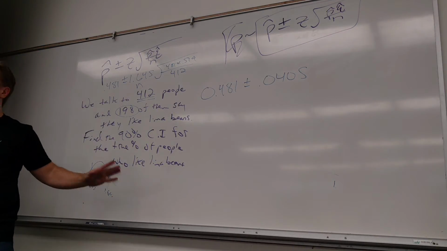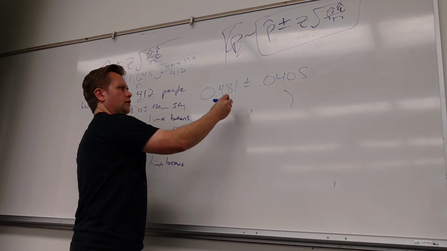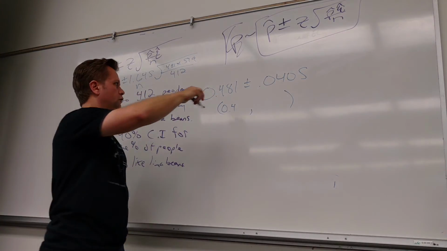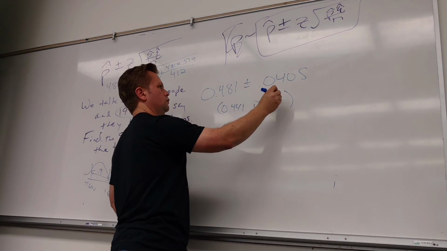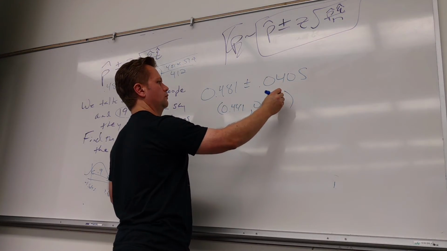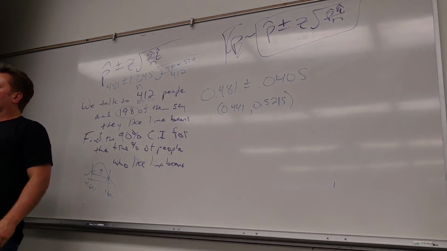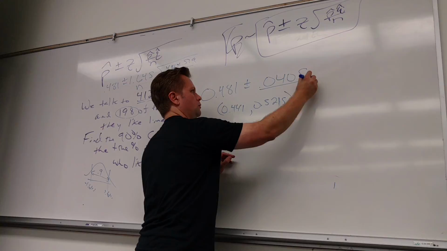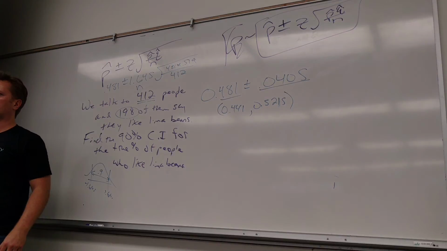And then your conclusion is the same. We are 90% confident. So what do we get here for the interval? 0.441. Yeah, there it is. And then 0.5215, I like it. So in general, it's always one more decimal place than what's here. In general, I like it.